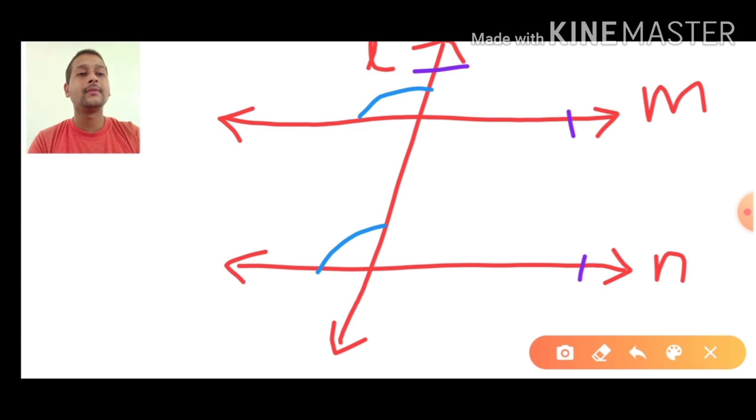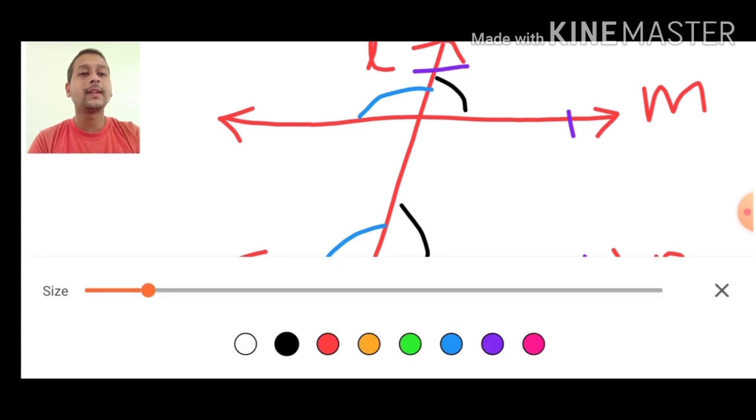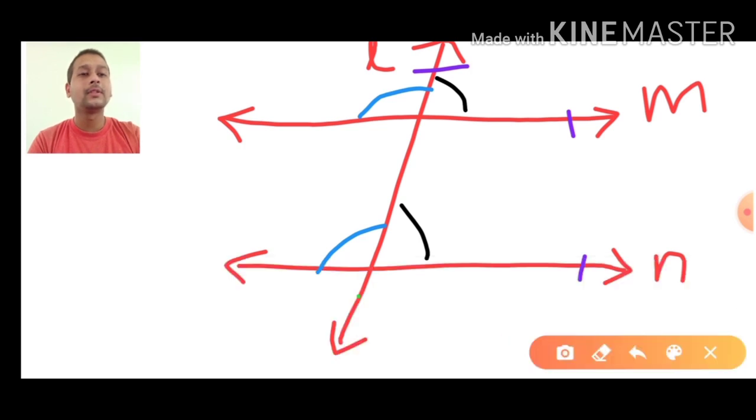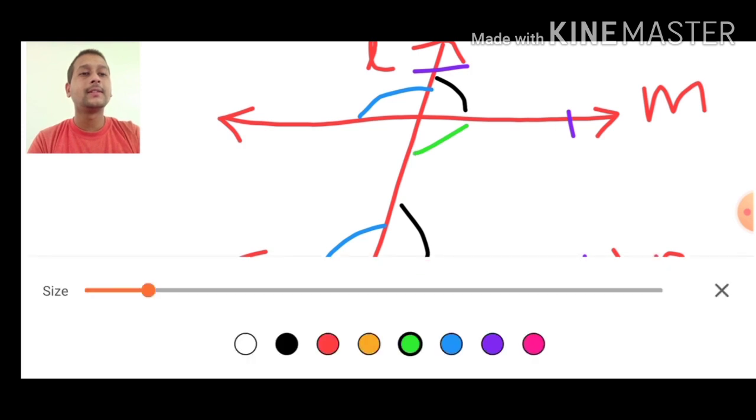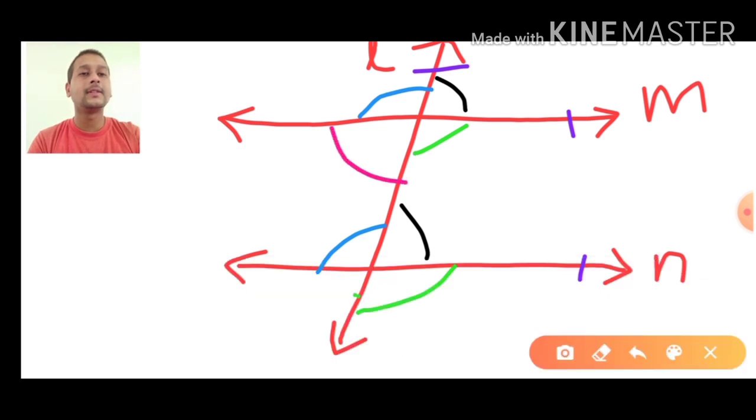Okay, then we have this angle equal, the corresponding angles whatever we have discussed before. Then we have this angle and this angle, this angle and this angle, the corresponding angles are equal. This is our first axiom.